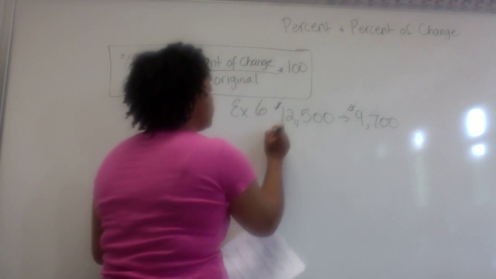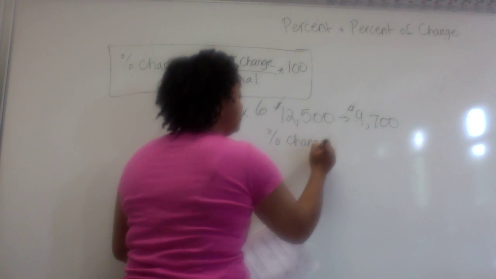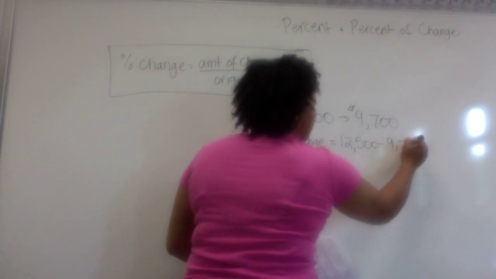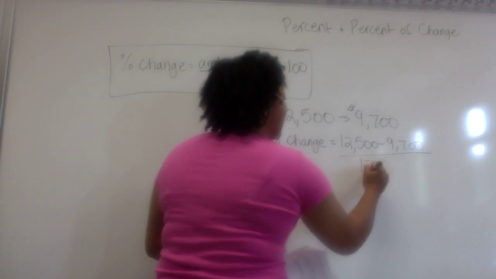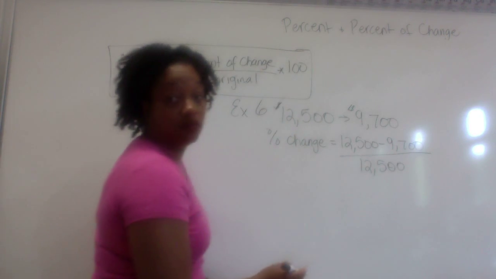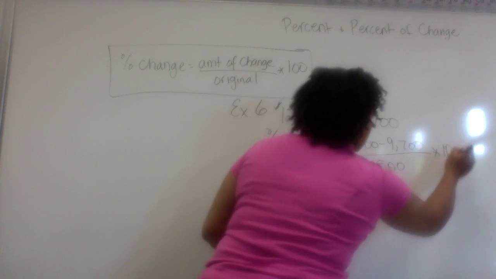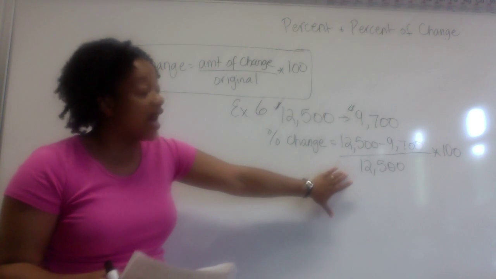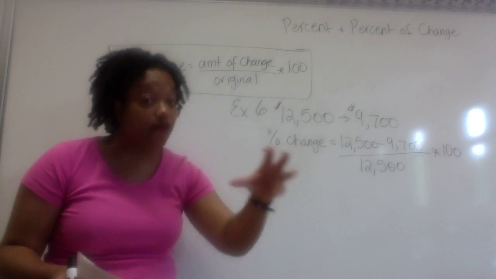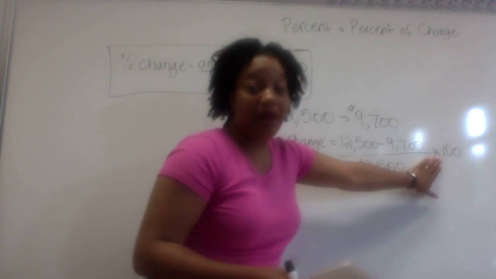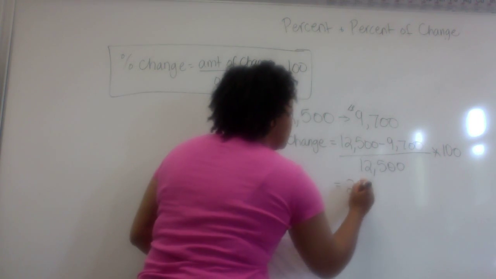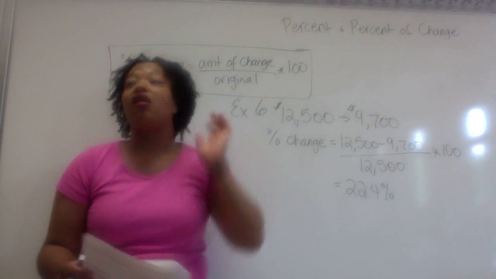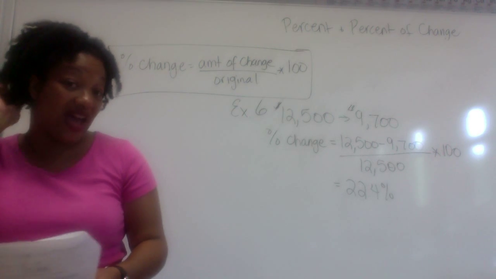So you start off with your equation, percent of change. Find the difference between the two numbers, because that's the amount of change, divided by the original price of the car times 100. So again, you can grab a calculator, subtract, divide by 12,500, you should get a decimal, multiply by 100, your car depreciated 22.4% over 2 years.